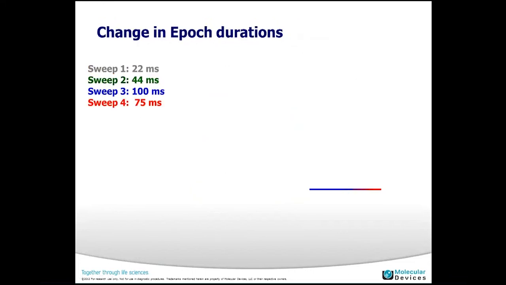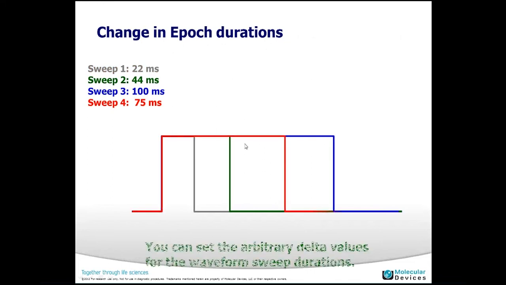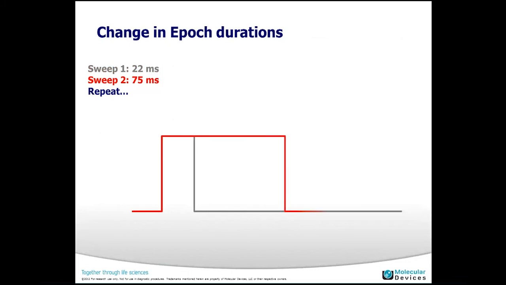Now, we can change the epoch duration. Okay, for example, in sweep 1, 22 milliseconds, sweep 2, 44 milliseconds, sweep 3, 400 milliseconds, and sweep 4, 75 milliseconds. Again, you can set your arbitrary delta values for the waveform sweep duration. And this gives you another example. You can repeat this as many times as you want.